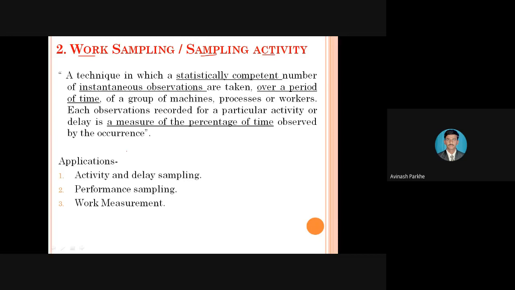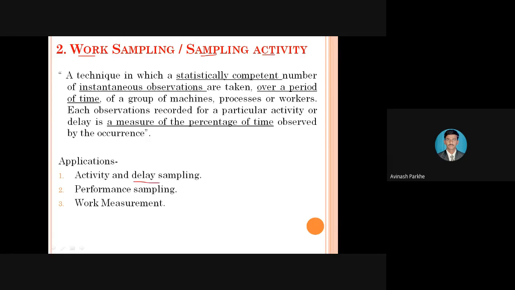So this is the basic difference between the time study and the work sampling. Then here are the three applications I have written for the work sampling. The first application is activity and delay sampling. Whatever activities the operator is performing, maybe he is performing a number of operations. One operator is performing the drilling operation, the second operator is performing the piecing operation, the third operator is performing another operation. That means each and every operator is performing different operations or different activities. Whatever activities he is performing, their sampling is also taking place by using the work sampling method.